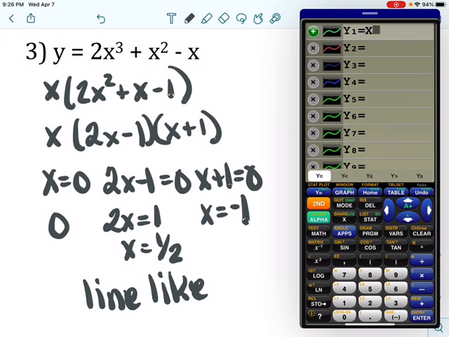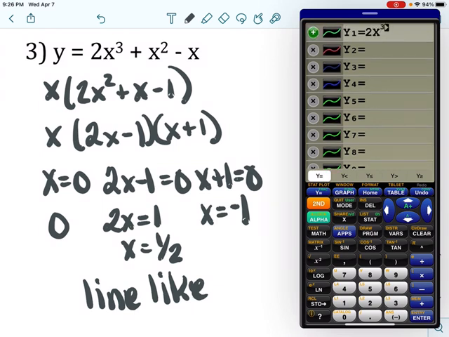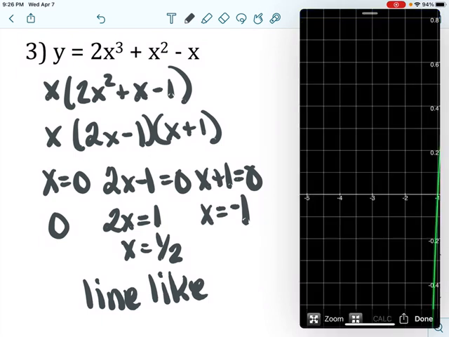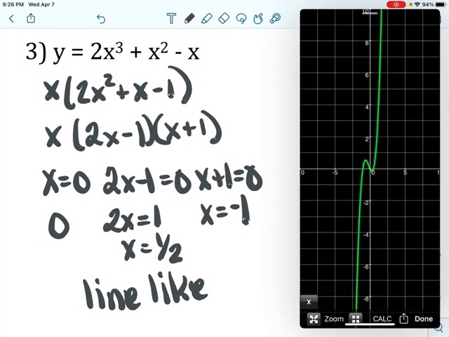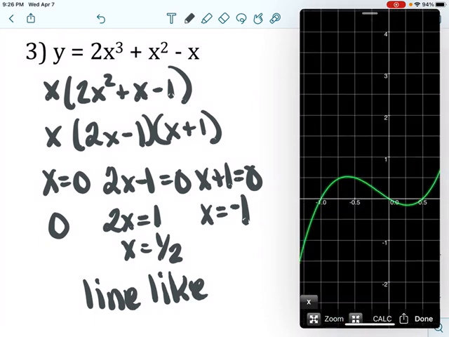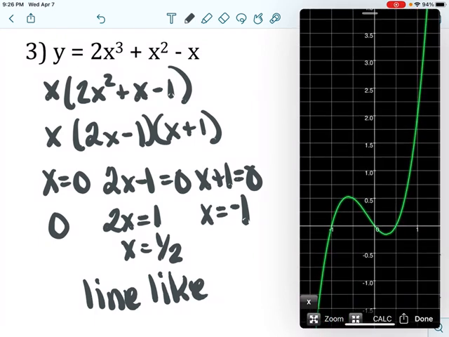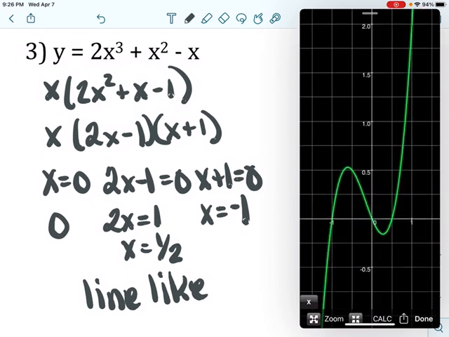2x cubed plus x squared minus x, and again, press Zoom Standard. Always put it back to where it belongs. Okay, and if I graph it, I know it seems like it's kind of curvy, but at -1, it goes through like a line. At 0, it goes through like a line. At 1/2, it goes through the x-axis. At the x-axis, so we're talking about what's happening at the x-axis. So they are all line-like.